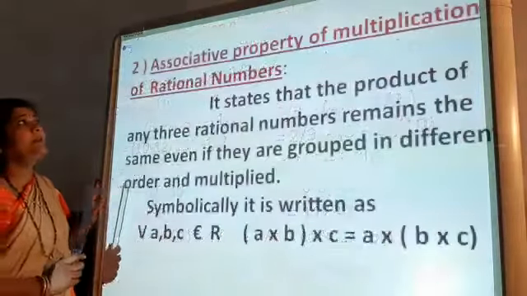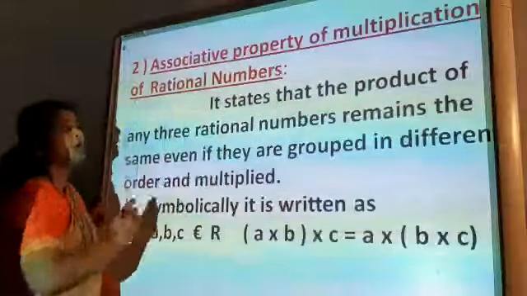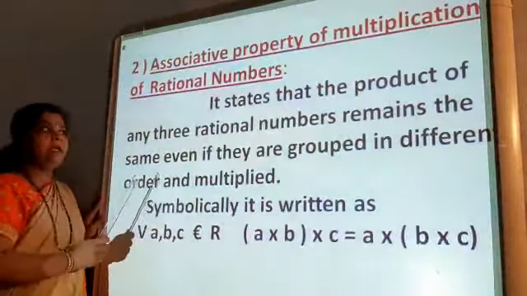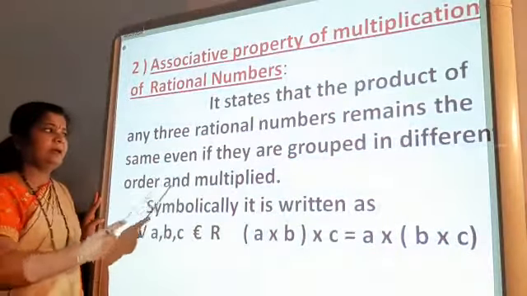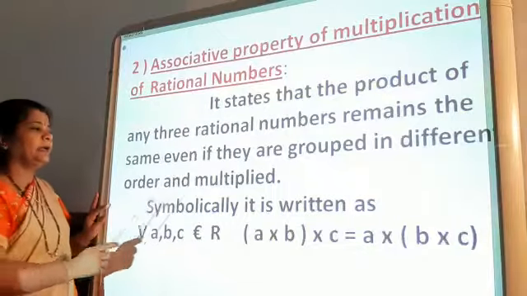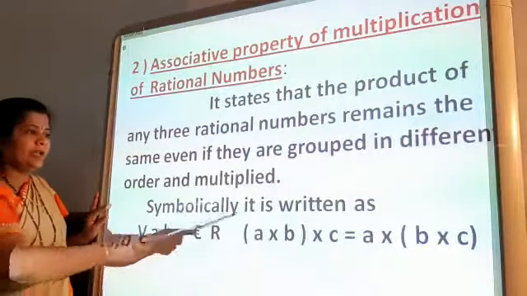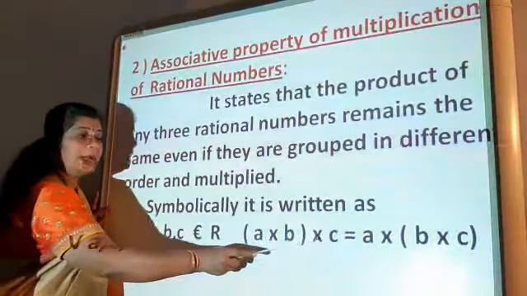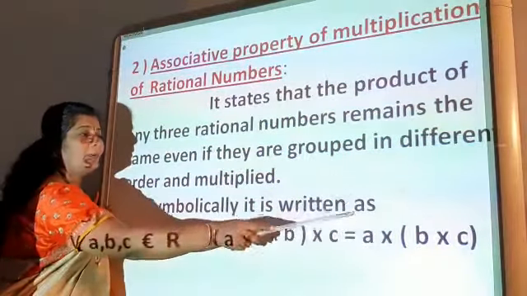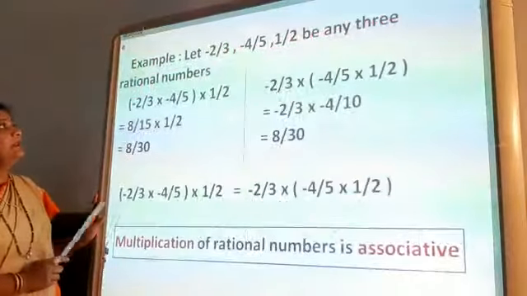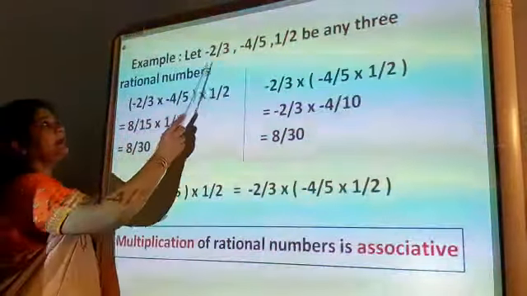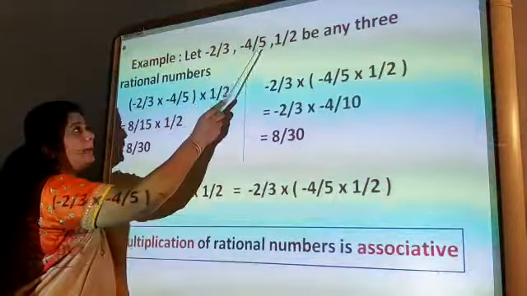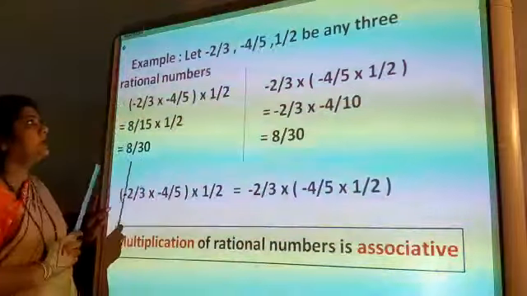Now the third one is multiplication. So associative property of multiplication of rational numbers. It states that the product of any three rational numbers remains the same even if they are grouped in different order and multiplied. Symbolically it is written as for every a, b, c belongs to R, (a into b) into c is equal to a into (b into c). Consider the example. In this example, I have taken the three rational numbers as minus 2 by 3, minus 4 by 5 and 1 by 2.